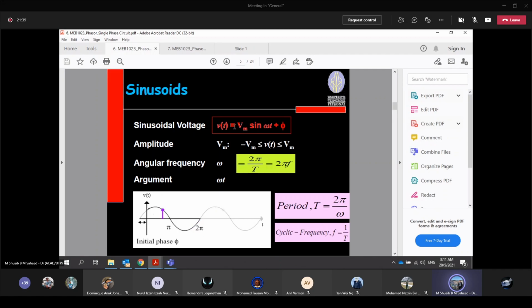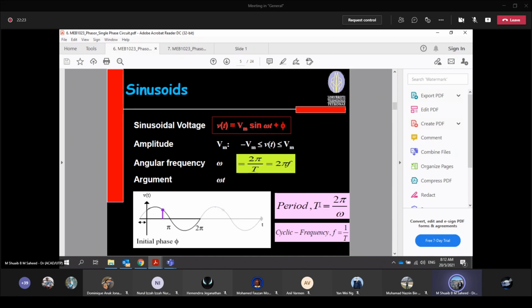Now sometimes you can also have a phase difference phi. So this should be Vm sine bracket omega t plus phi. This shows that the wave has started earlier by phi, the phase. The rest is still the same: omega is still 2 pi f, and the argument is still omega t.